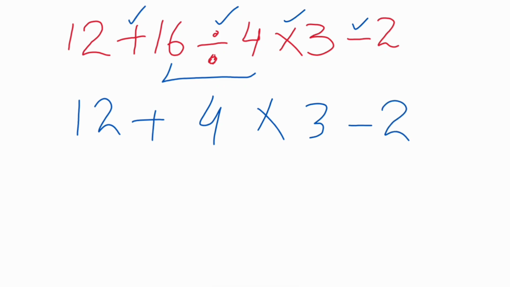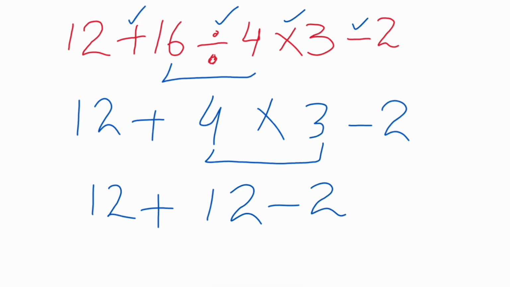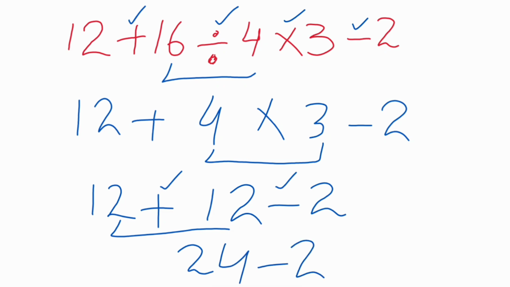Now 4 multiply 3 first. So 12 plus 4 threes are 12, minus 2, by the PEMDAS rule. Plus and minus signs are given, so the addition operation is performed first. 12 plus 12 equal to 24, minus 2. So 24 minus 2 equal to 22. So this is the correct order of operations for these questions.